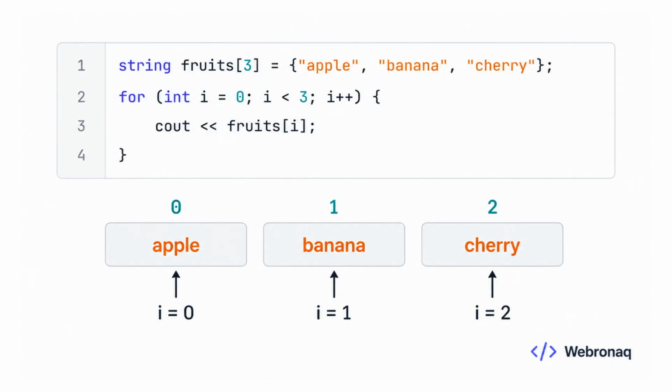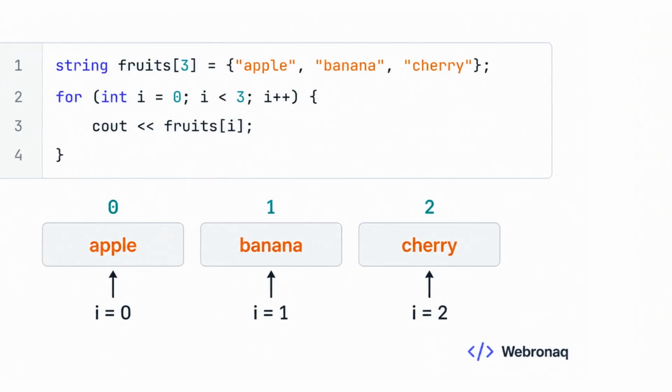This pattern, looping from 0 up to the length of an array, is one of the most common things you will write in any language. The loop adapts to the data, rather than making you write a line for every item. Let's wrap up what we have learned.